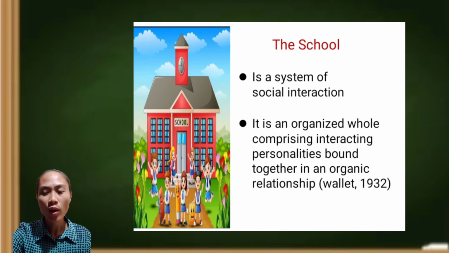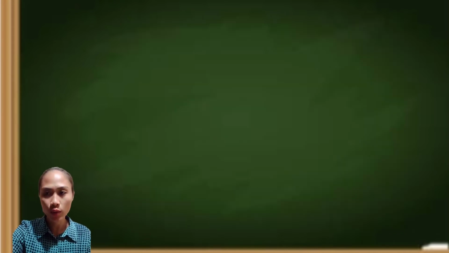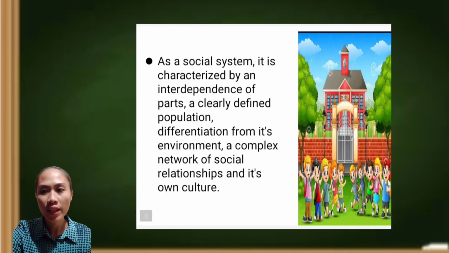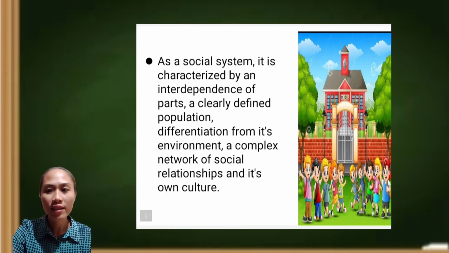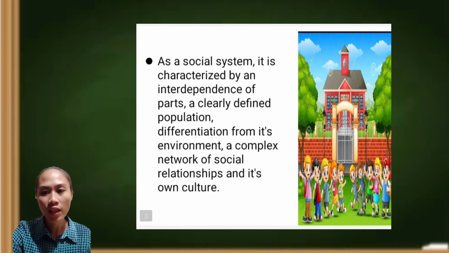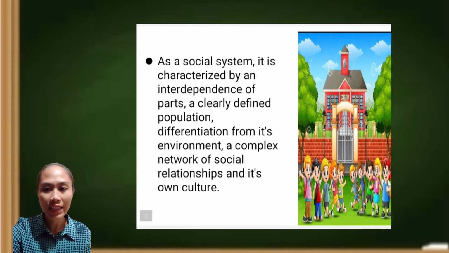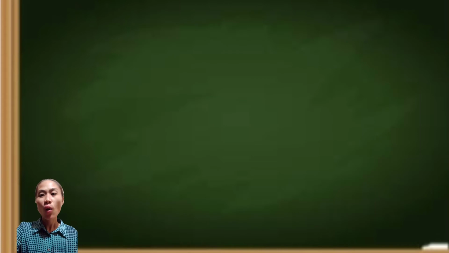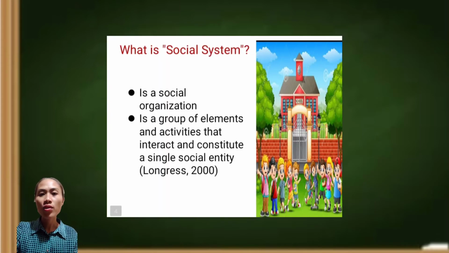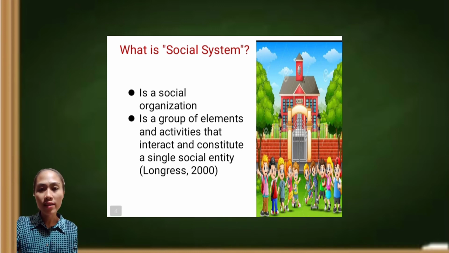It is an organized whole comprising interacting personalities bound together in an organic relationship. Waller, 1932. As a social system, it is characterized by an interdependence of parts, a clearly defined population, differentiation from its environment, a complex network of social relationships, and its own culture. What is social system? Social system is a social organization, a group of elements and activities that interact and constitute a single social entity.